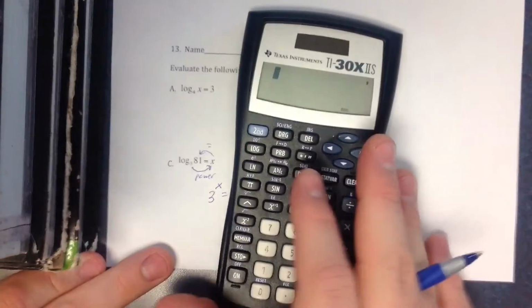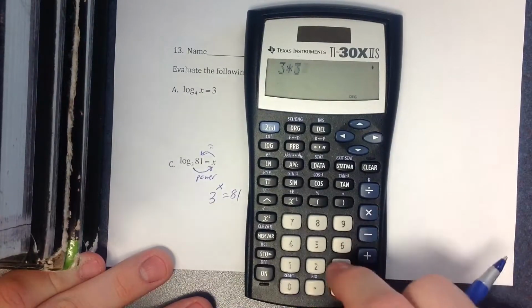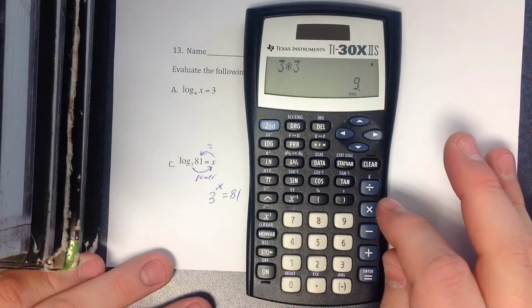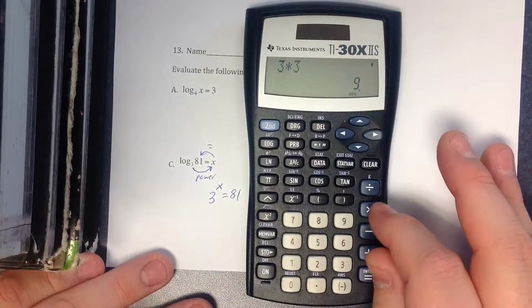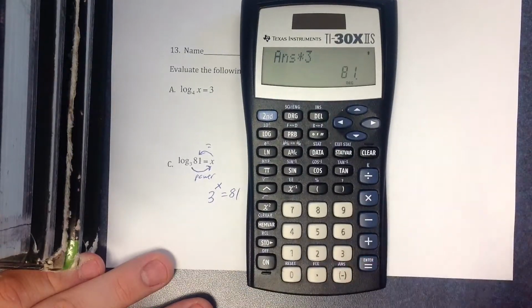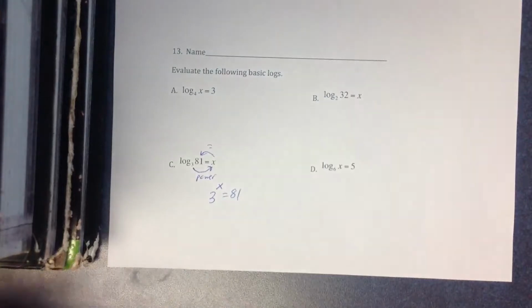So if you wanted to, you could go, well, 3 times 3, so that's to the power of 2, and then keep on multiplying by 3 until you get 81. So that's 3 to the second. If I do another 3, that's 3 to the third. Another 3 gives me 81, so that means x would have had to have been 4.